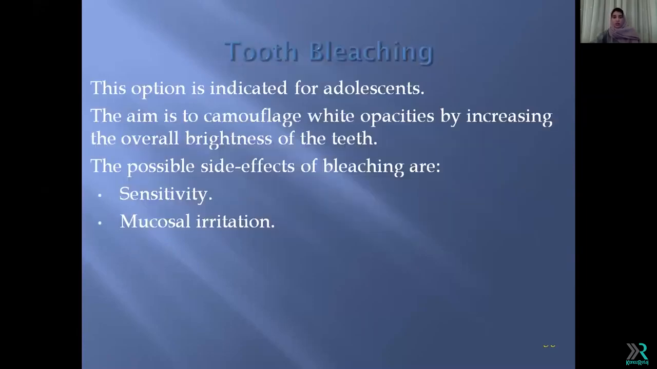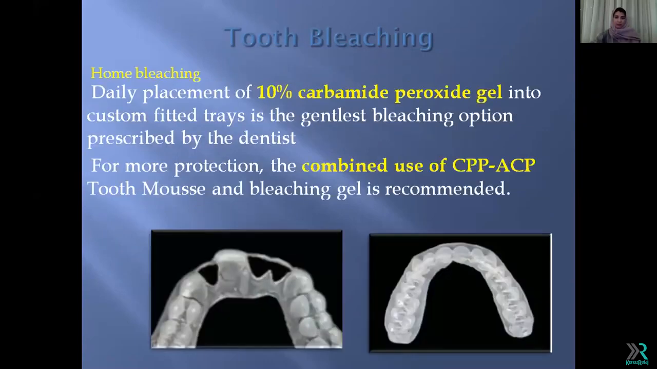Tooth bleaching is usually indicated for adolescents, and the aim is to camouflage the white opacity by increasing the overall brightness of the teeth, but the possible side effects are sensitivity and mucosal irritation. Home bleaching is recommended, using carbamide peroxide in a custom fitted tray. This is the gentlest treatment option for bleaching.